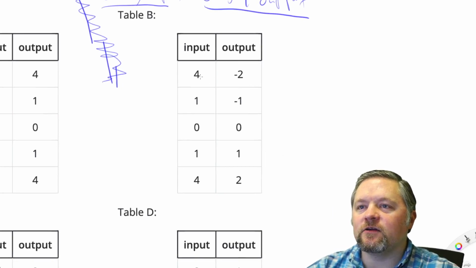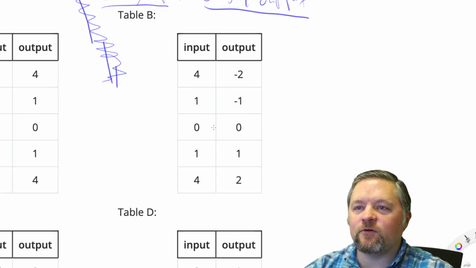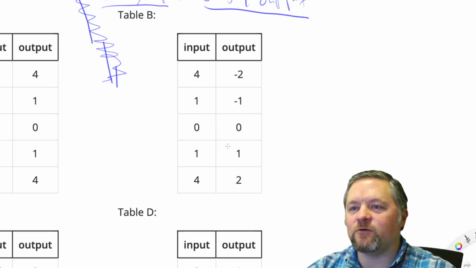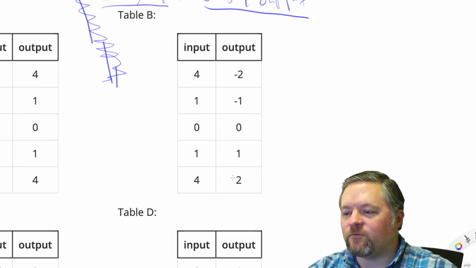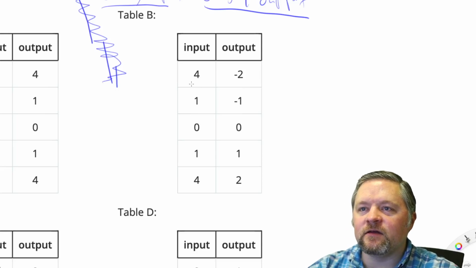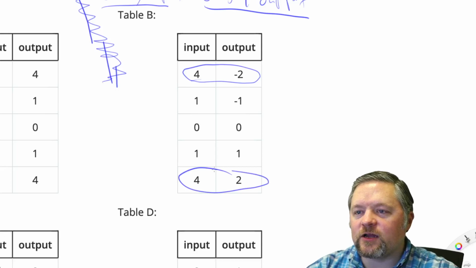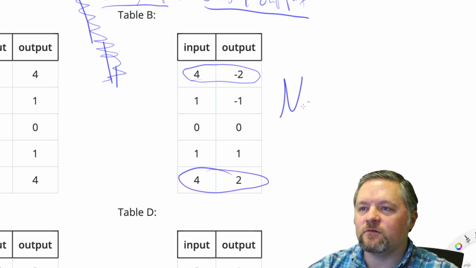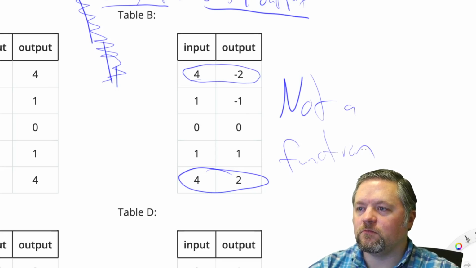Our next one here, if we input 4, we get out -2. Input 1, get out -1. Input 0, get out 0. Input 1, get out 1. Input 4, get out 2. Wait a minute. If I input 4, I could get out -2, or I could get 2. Not a function.